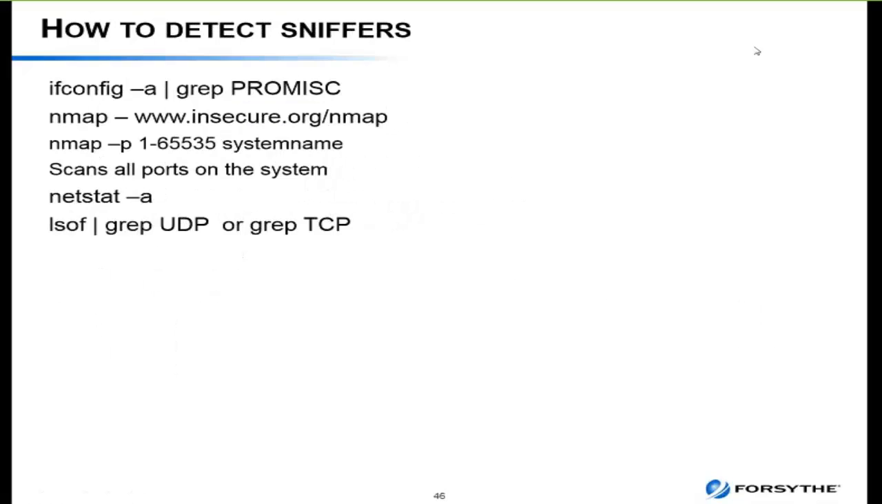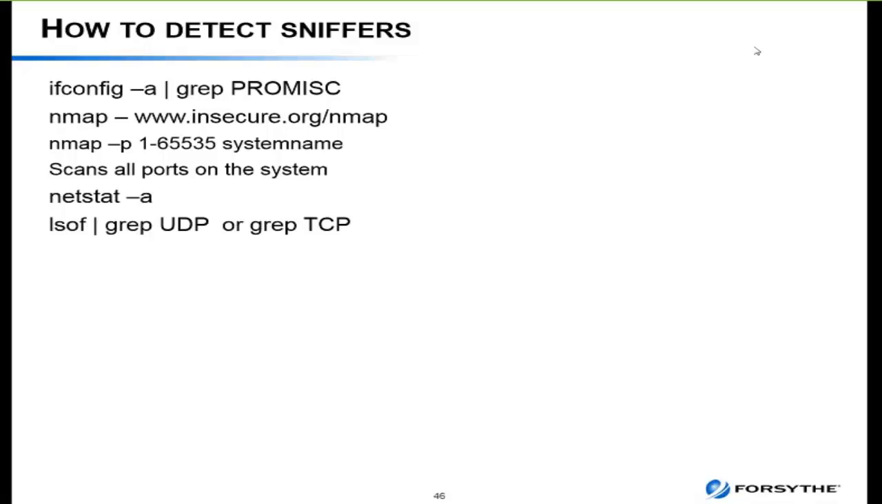One of the things that your network people are going to want to do is find out if people are running sniffers. And somebody could be on your server running one. So you can run ifconfig and look for promiscuous mode. You can use things like nmap. You can look at netstat, or you can use lsof and do a grep on UDP or TCP.